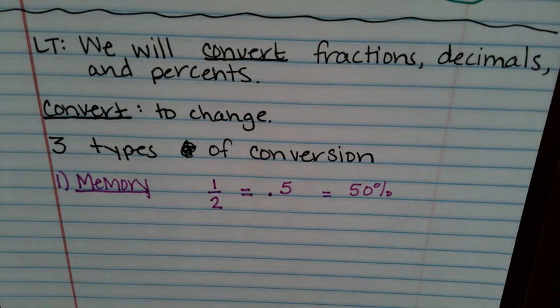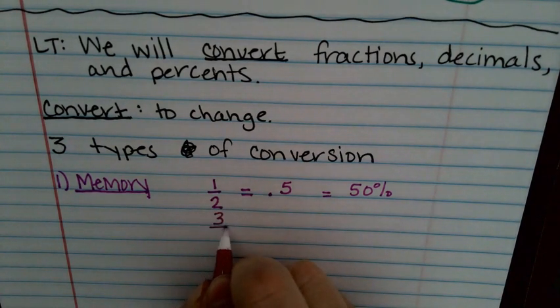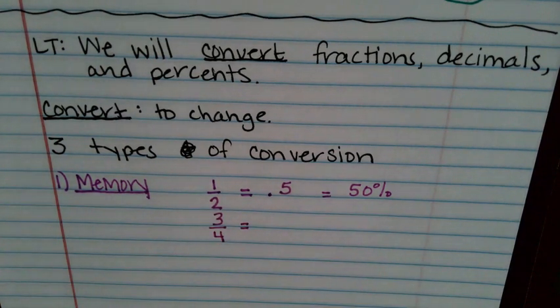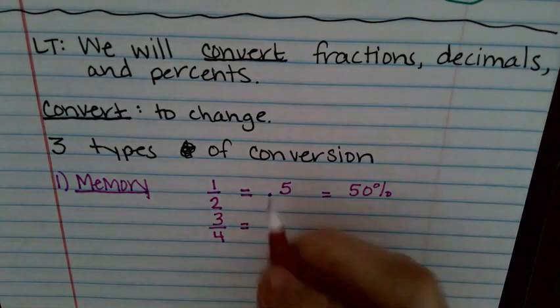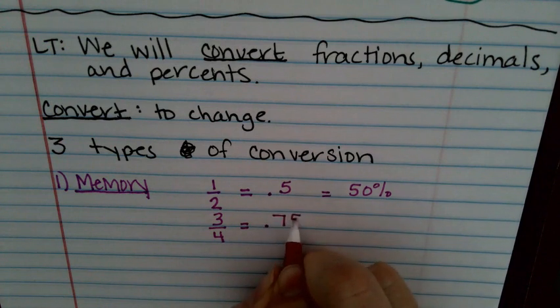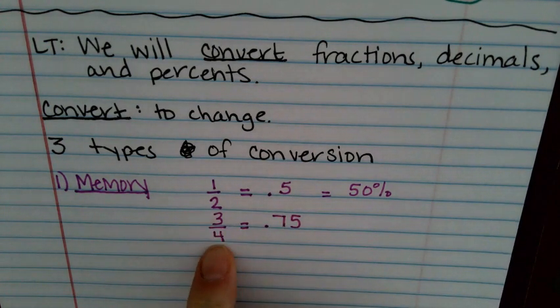You might even know what 3/4 is. Some of you know that 3/4 changes to 0.75. There are 4 quarters in a dollar.